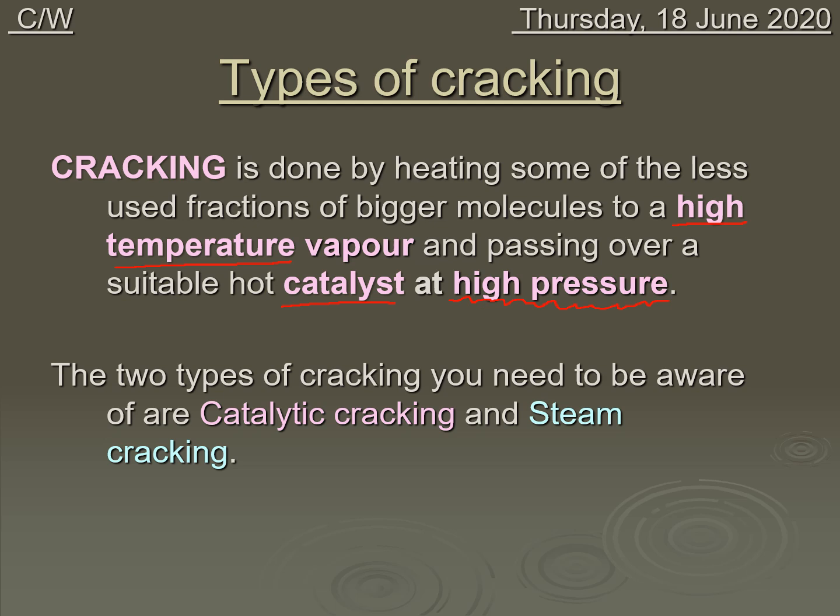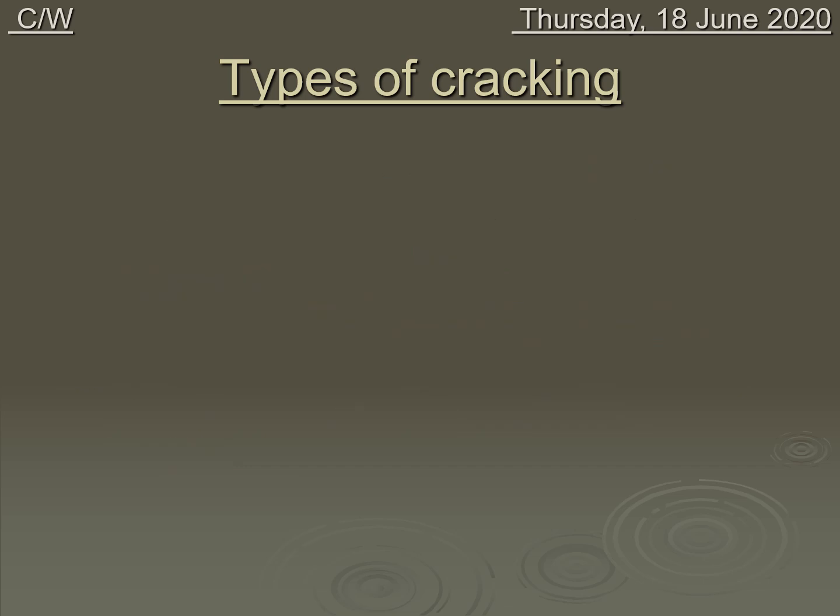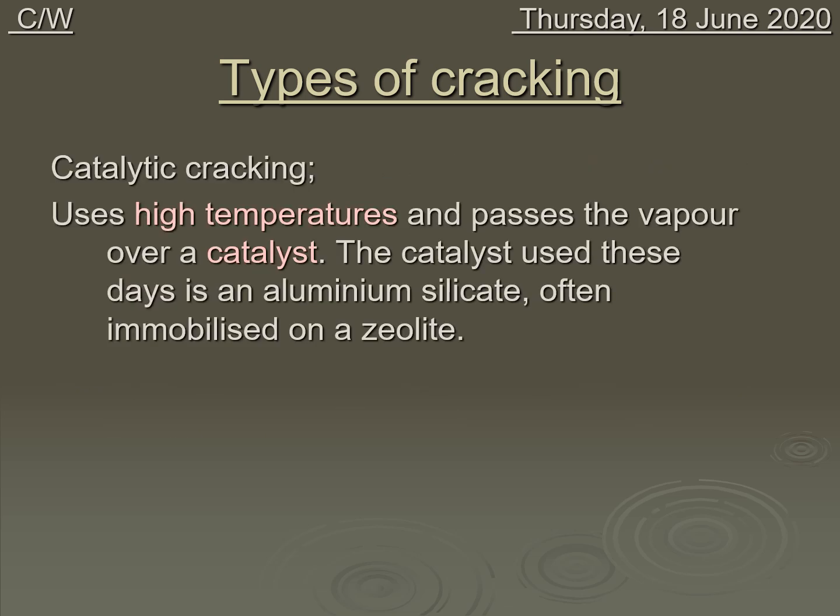So, the catalytic cracking is effectively this, but without really the pressure. The steam cracking is this, but without the catalyst. So, just quickly, catalytic cracking uses a high temperature and passes the vapour over a catalyst. That's the key idea. Now, you don't need to know the names of the catalysts.